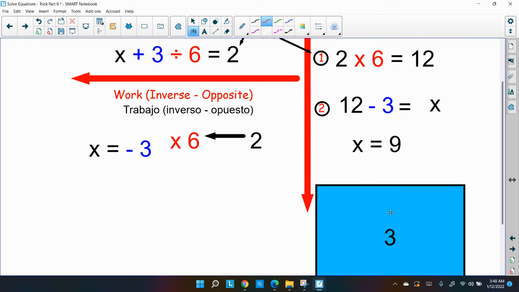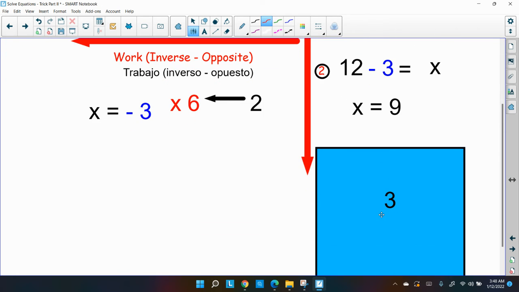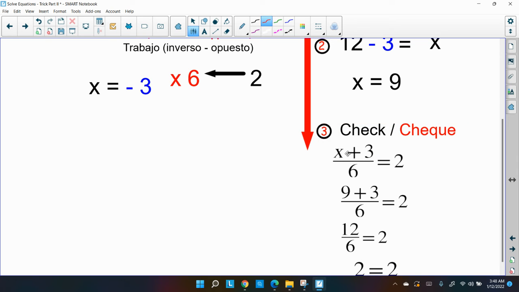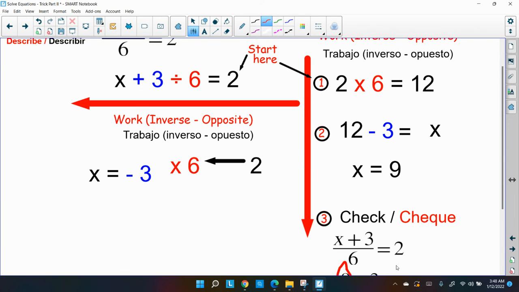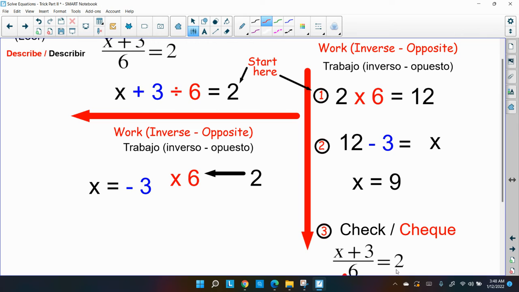So let's go down to our last step and check our problem. Step 3 would be to check. So x plus 3 over 6 equals 2. I'm going to say, well, x is 9. So I'm going to replace x with 9. 9 plus 3 is 12. And 12 divided by 6, hey, that's 2. So it does check out. So this mystery trick is no mystery. It's what we always tell you to do, work backwards.